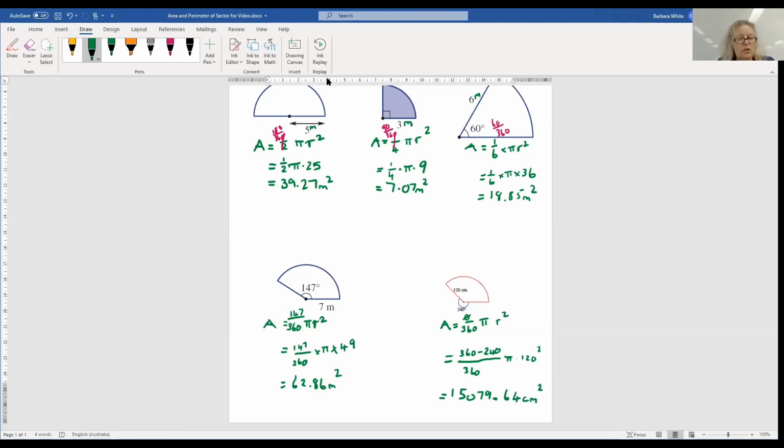You need to make sure that you can get all of those answers for those questions with your calculator, and then you can go and try the ones that we've given you, and I will make a separate video for finding the perimeter of the same shapes. Have fun.